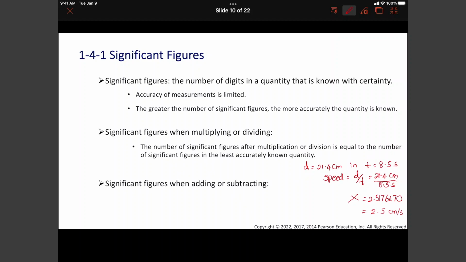Now, the next rule applies when adding or subtracting 2 numerical values. So that is the number of decimal places after addition or subtraction is equal to the smaller number of decimal places in any of the individual terms. Let's see an example. For example, suppose you are doing the time measurement for a race. So if you make a time measurement of 16.74 seconds, that is one time measurement T1.